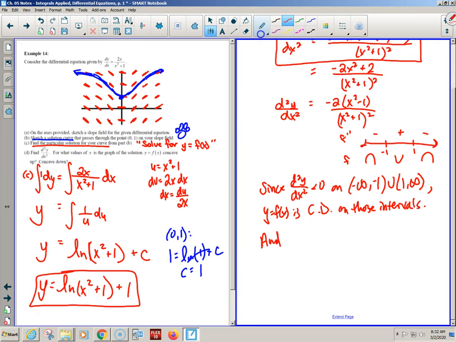d squared y over dx squared is greater than 0 on -1. Why am I not closing those brackets? Are you closing them? Yeah, because these are equal to 0, not negative or positive, right? Okay, keep going, Kyle. y equals f of x is cu on that. Could you write out concave up? Yes, of course you could, but I'm just being lazy.